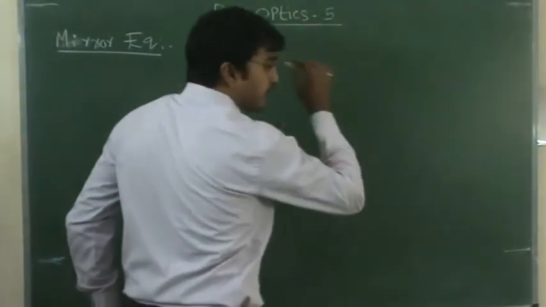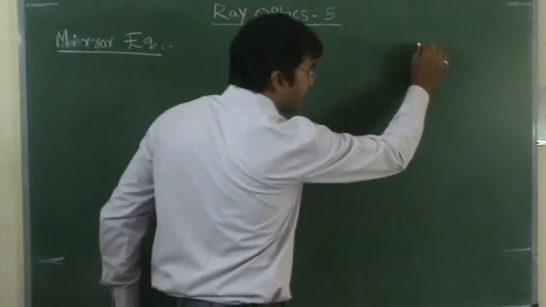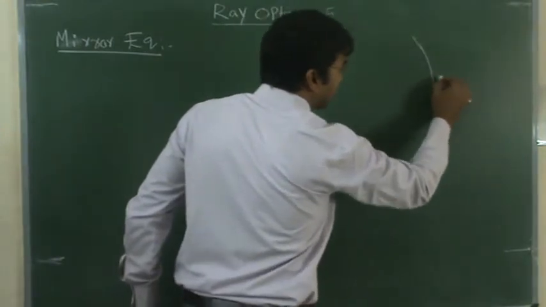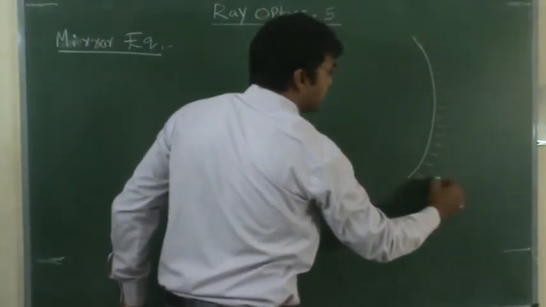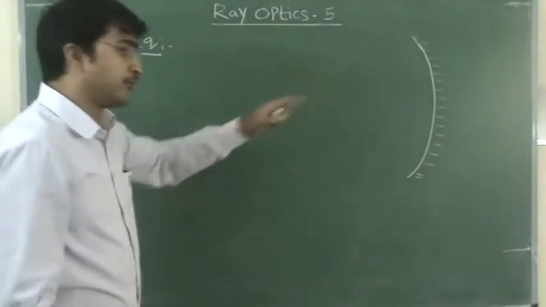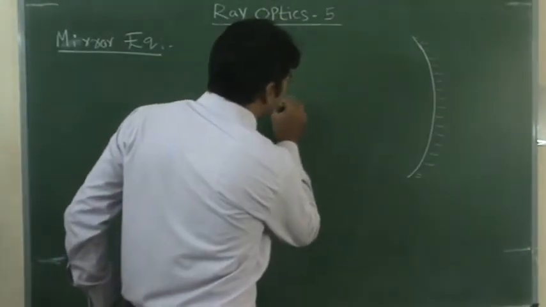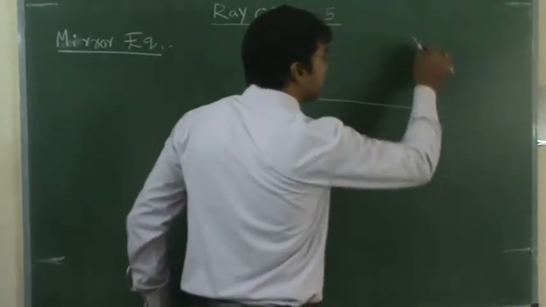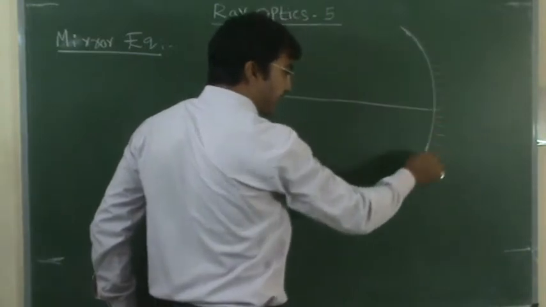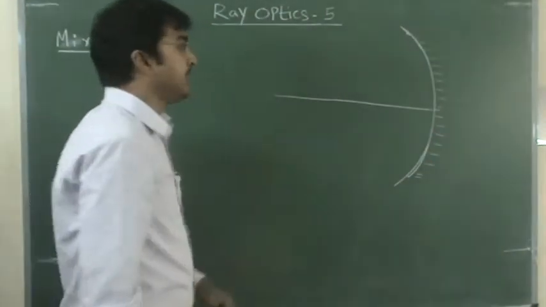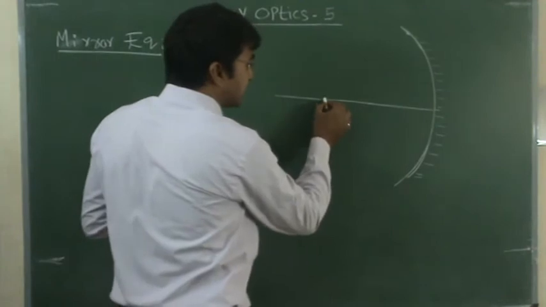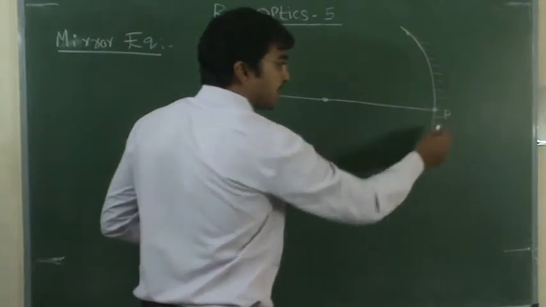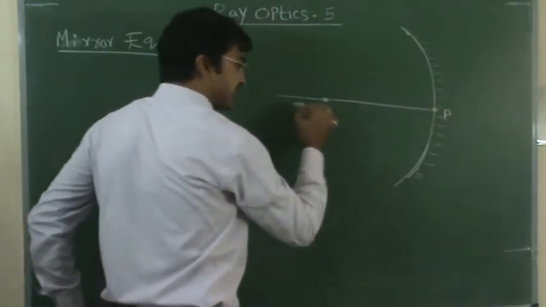For that, I am taking one mirror. This is a curved surface, and I am taking it like this. Now it becomes a concave mirror, and this is the principal axis. I have given this derivation in the notes, but just once again, you see. This is one concave mirror. Let us assume there is a center of curvature. This is the point P, which is the pole, and this is the center of curvature.